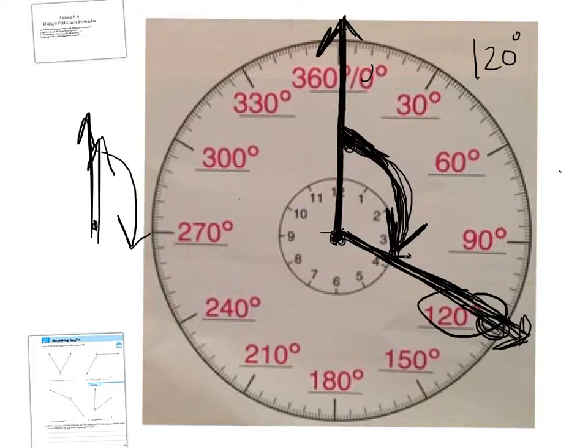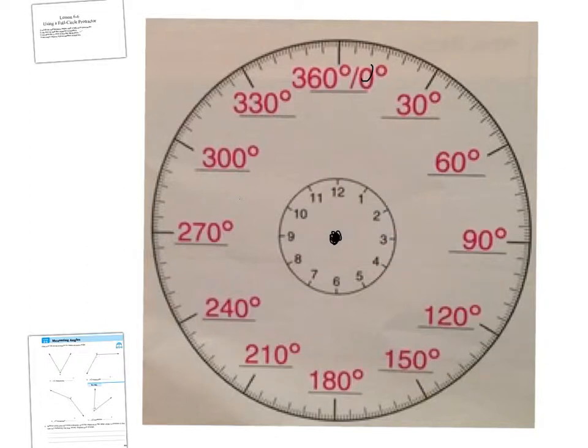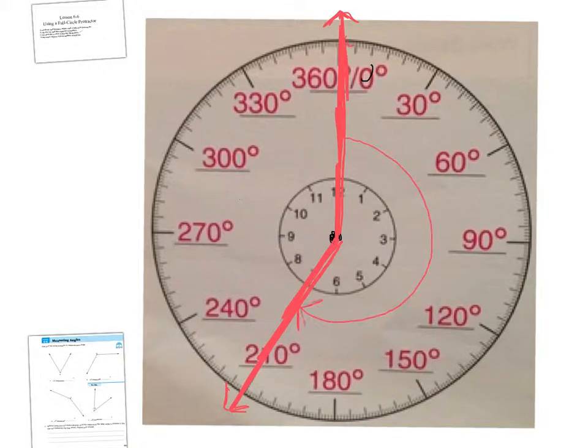Let me do one more for you. I'm going to erase all this. And we'll do one more. I should do a different color. I'll put the vertex again of the angle on the center of the protractor. And then I'm going to draw my angle in here. Because we know this starts at the 0, this angle is opening up in this direction. So this is the angle we're measuring right here.